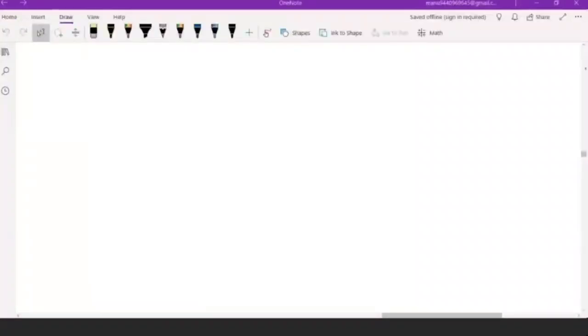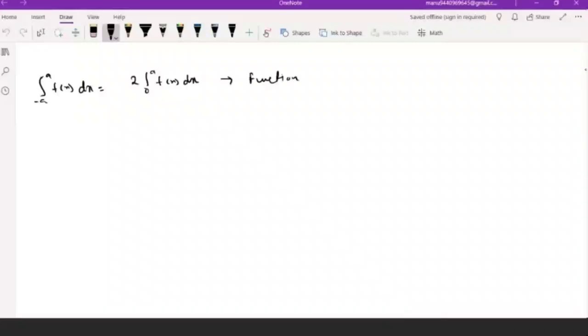The property: the integral from minus a to a of f of x dx is equal to 2 times the integral from 0 to a of f of x dx, if the function is even. If the function is odd, the integral is zero. So how are we checking the even function and the odd function?